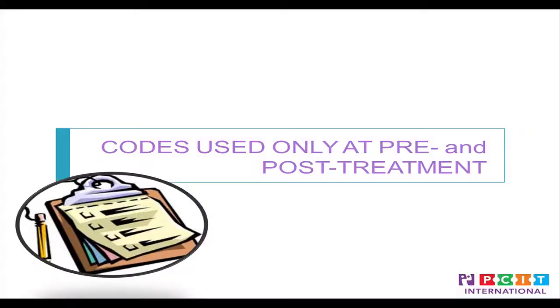So there's a couple codes that we use only at pre-treatment and post-treatment because we really want to look at child compliance at pre-treatment and post-treatment. That's a big goal of PCIT, right, is to improve child compliance. So we need a good observational measure of that at pre-treatment and post-treatment.